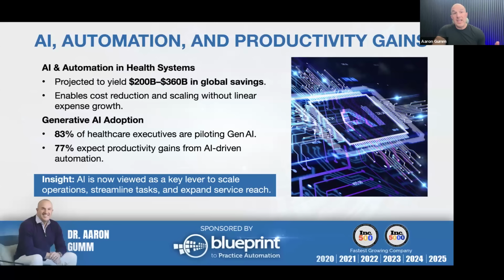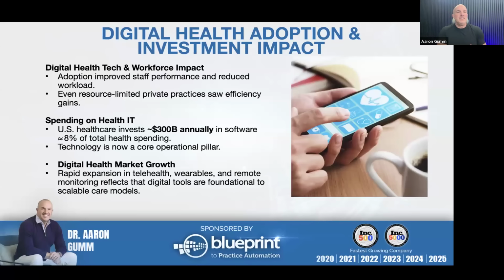We use technology to scale a business model that's so strong philosophically, but so weak from a business standpoint. Because if you look at digital health and workflow impact, adoption improves staff performance and reduces workload. Even in source-limited private practices saw efficiency gains. So we're all private practices, right? Spending on AI or on IT, U.S. healthcare invests $300 billion annually in software. It's 8% of the total spending. Technology is now a core operational pillar.